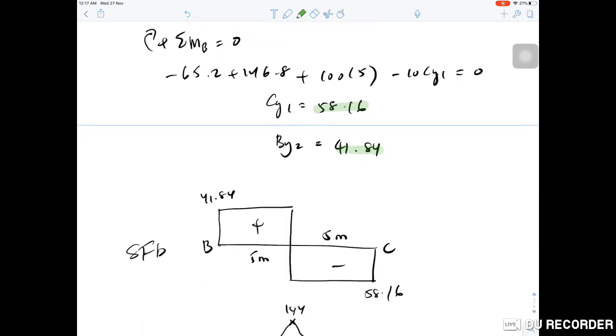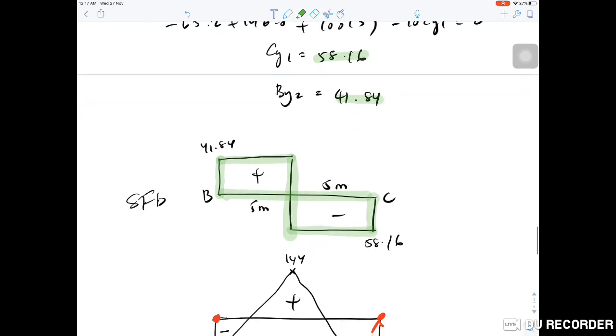Again, we must start the diagram from 0. It is 0 plus 41.84. We go straight until we meet 100. We minus 100, we get negative 41.84. Go straight until we meet another point load. It is negative 58.16 plus 58.16, so we get back to 0. So this is the shear force diagram.